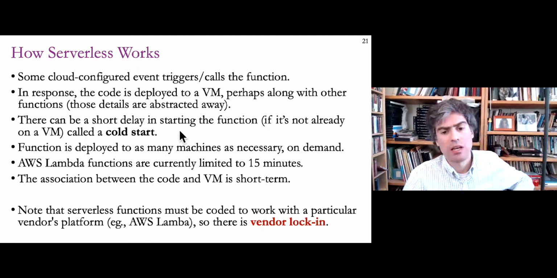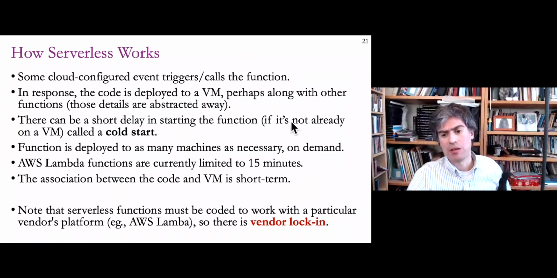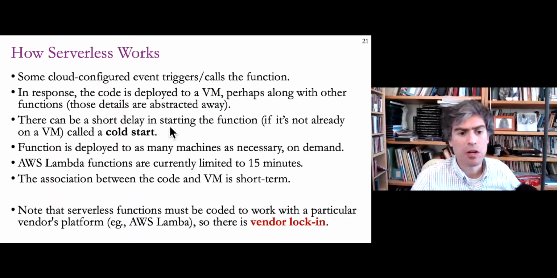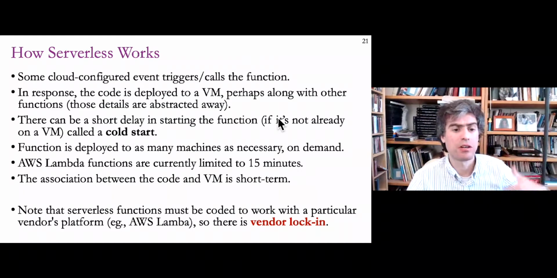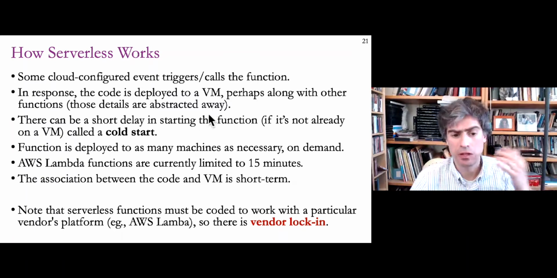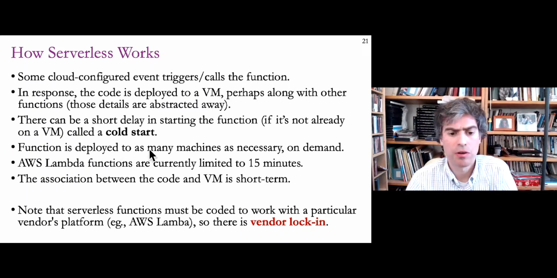There might be a short delay in starting the function. In other words, if this is the first time that function has been called in a while, then it would have to be copied to a new machine, and that process of copying it to a machine is called a cold start. But if your function has been called frequently, it probably is already on some machine somewhere in the infrastructure, and therefore it can be invoked quickly. Your function is deployed on as many machines as necessary, not just one machine, but as many as necessary on demand.